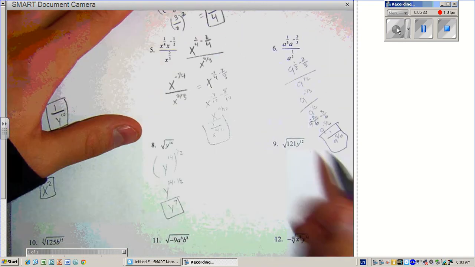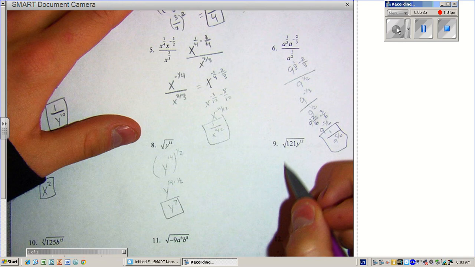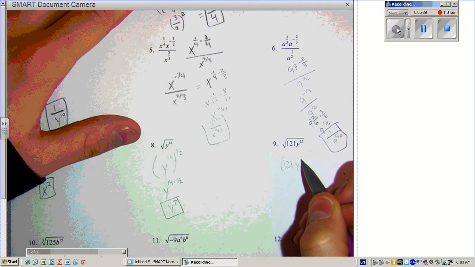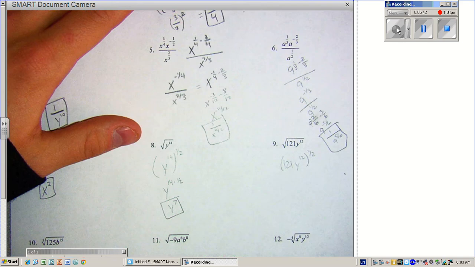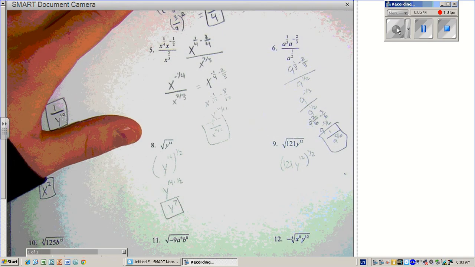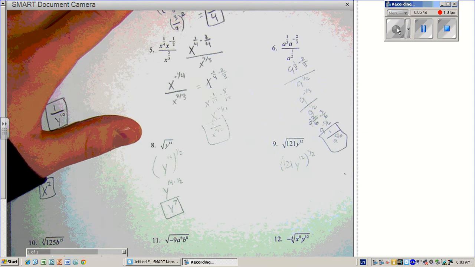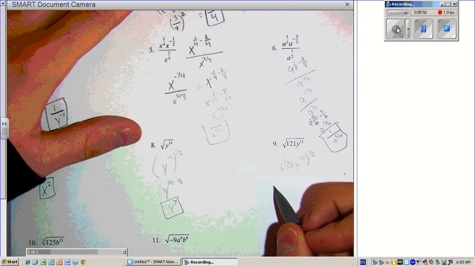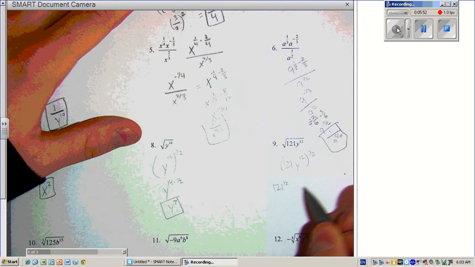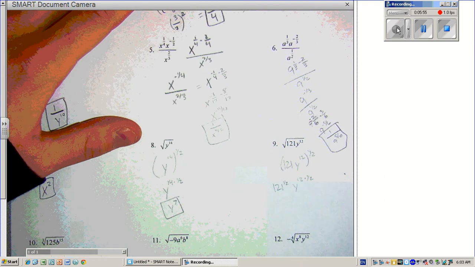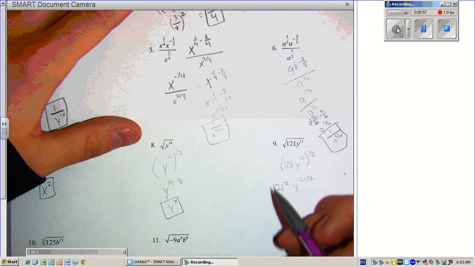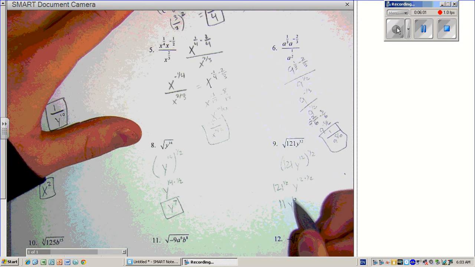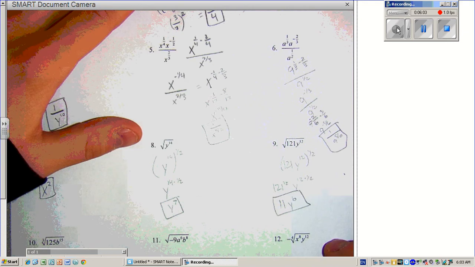Okay, number 9, same idea. I'm going to rewrite it with an exponent with a fraction. So I'm left with 121 y to the 12th raised to the 1/2. And now I need to think about this as distribution. I need to distribute that 1/2 to both terms, the 121 and the y to the 12th. So the 121 to the 1/2 and the y to the 12th times that 1/2. And the square root of 121 is 11, and 12 times 1/2 is 6. So I'm left with 11 y to the 6th.